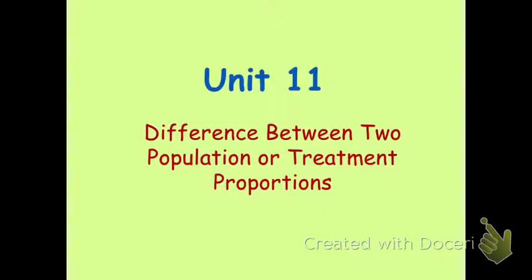So this unit 11 is the same as 9 and 10 combined, and we're going to be talking about doing 2 samples instead of just 1. So we're extracting data from 2 populations as opposed to just 1. So maybe we want to compare boys and girls, or we want to compare freshmen and sophomores. So we're looking at 2 different sets and then using confidence intervals and hypothesis testing to find the difference between the 2 populations.